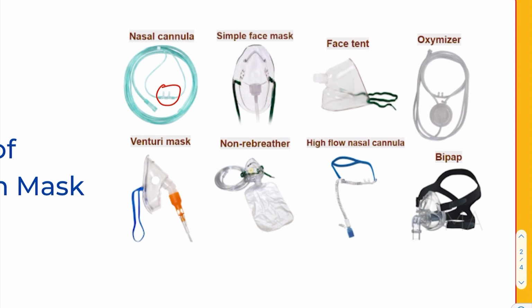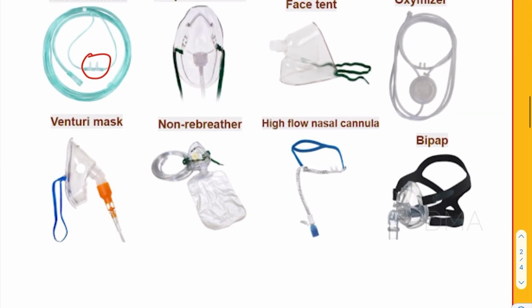Then there is a non-rebreather oxygen mask. This is used in emergency conditions, and this non-rebreather oxygen mask is given for patients who can breathe on their own. So in such kinds of patients, we use a non-rebreather oxygen mask and it should be used in emergency conditions. Then there is high flow nasal cannula.